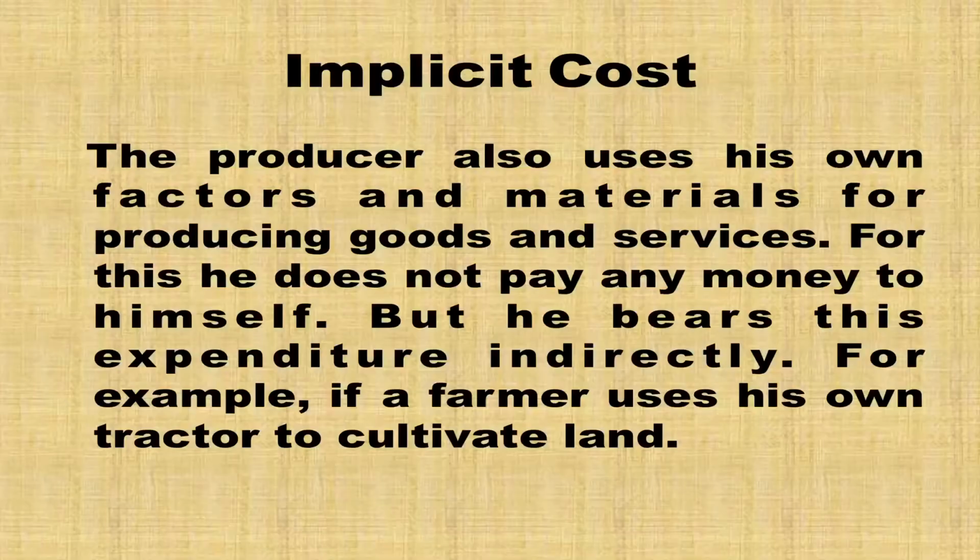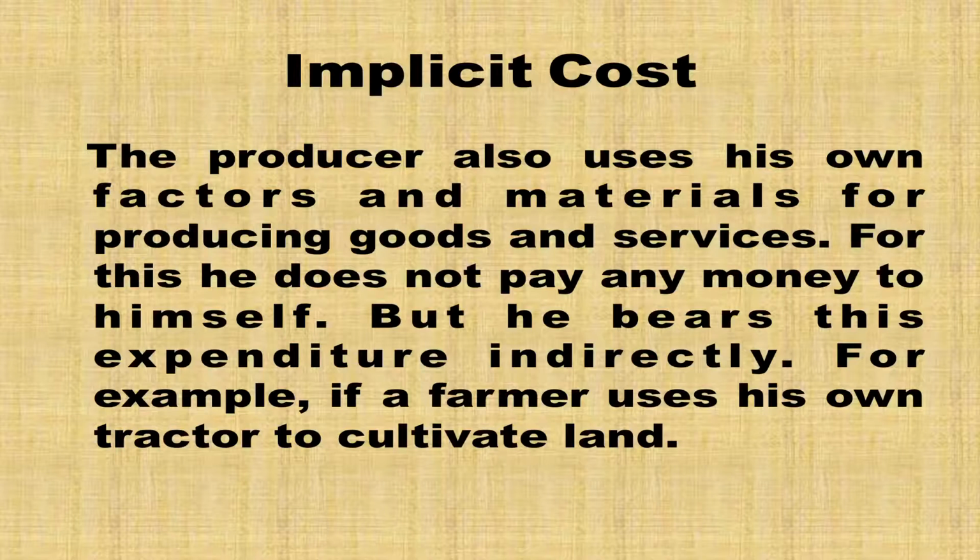On the other hand, we have implicit costs. Besides purchasing factors of production and raw materials, the producer also uses his own factors and materials for producing goods and services. For these, he does not pay any money to himself, but he himself bears this expenditure indirectly.